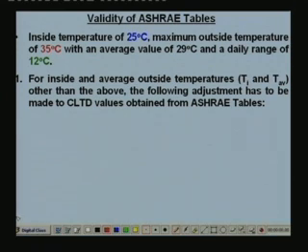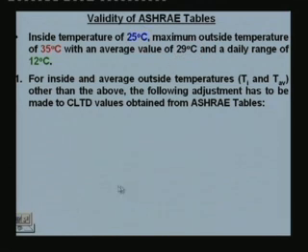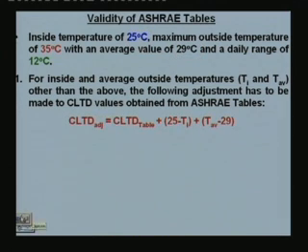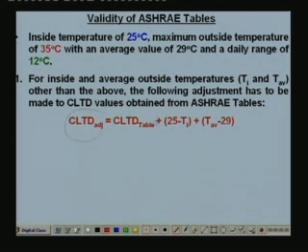Okay, so if your values are different, for example, the inside temperature is not 25 degrees but something else. Similarly the outside average temperature not 29 but let us say 32. Then you have to make an adjustment to the values obtained from the table. That adjustment is given by this equation. The adjusted CLTD value is equal to tabular value plus (25 minus Ti) plus (T average minus 29). So as I said, let us say that your Ti value is 25, then this adjustment will not be there. But if the average temperature is higher than 29, then you have to add that to the value that you obtain from the table. Okay, so that's how you get the adjusted CLTD values.